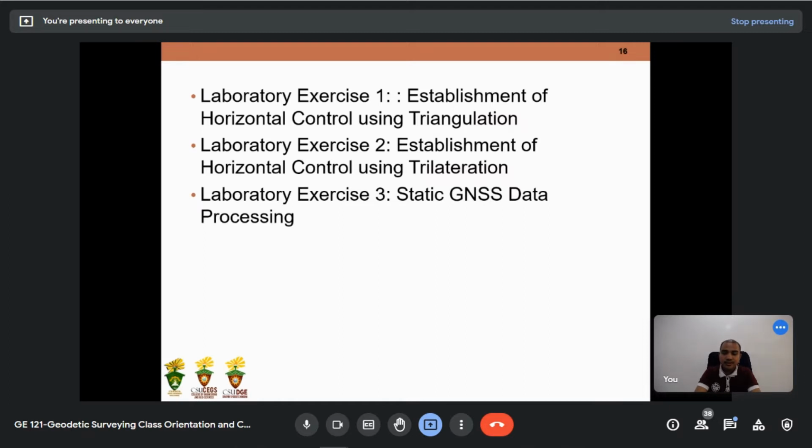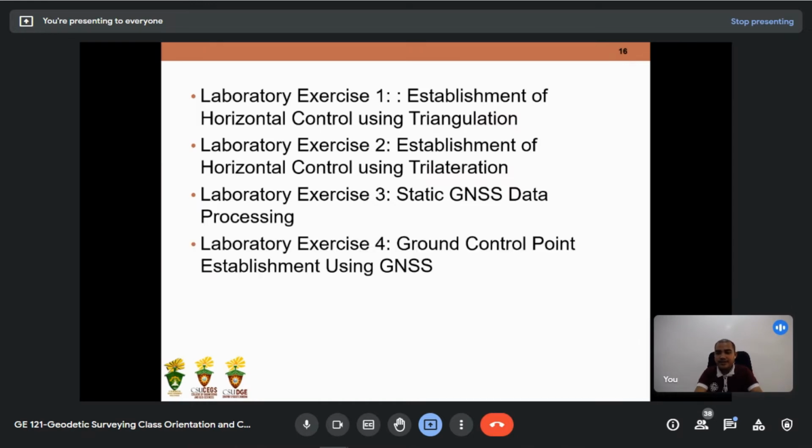We will be using PCs for this one. I hope that this laboratory exercise 3 can be conducted in the geomatics laboratory for face-to-face implementation. Then laboratory exercise number 4 is the ground control point establishment using GNSS technology. We are using RTKs or GNSS receivers in establishing the ground control point. And laboratory exercise number 5 is where we will be employing geodetic leveling.